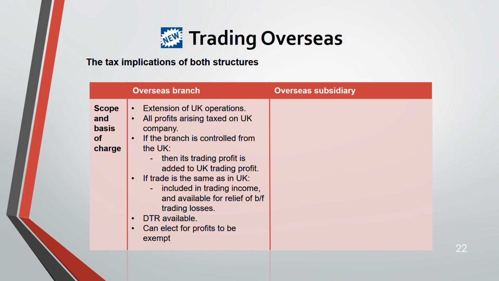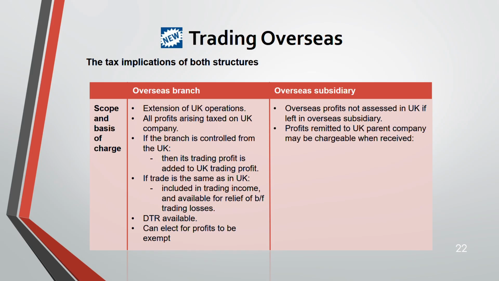If it's an overseas subsidiary, remember, overseas profits are not assessed in the UK. If profit is left in the overseas subsidiary, that means you have not remitted it back to the UK, it will not be taxed in the UK. But profits remitted to the UK parent company may be chargeable when you are receiving them. But dividends are not taxable. Interest income from a loan to an overseas subsidiary is taxable.